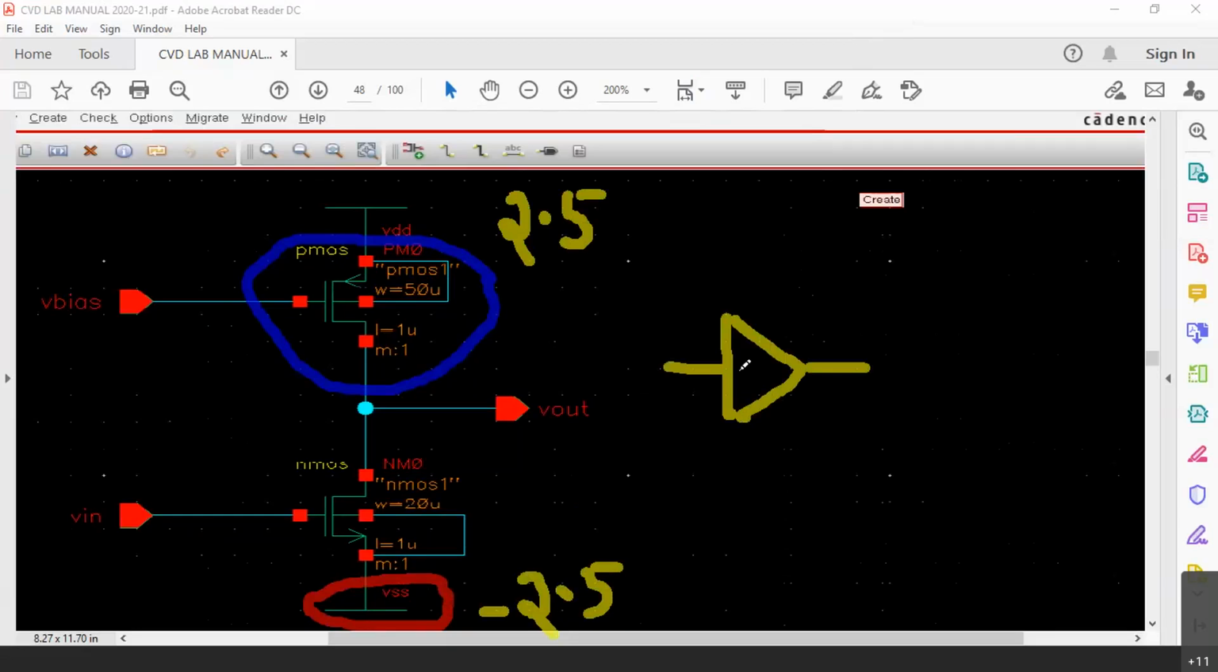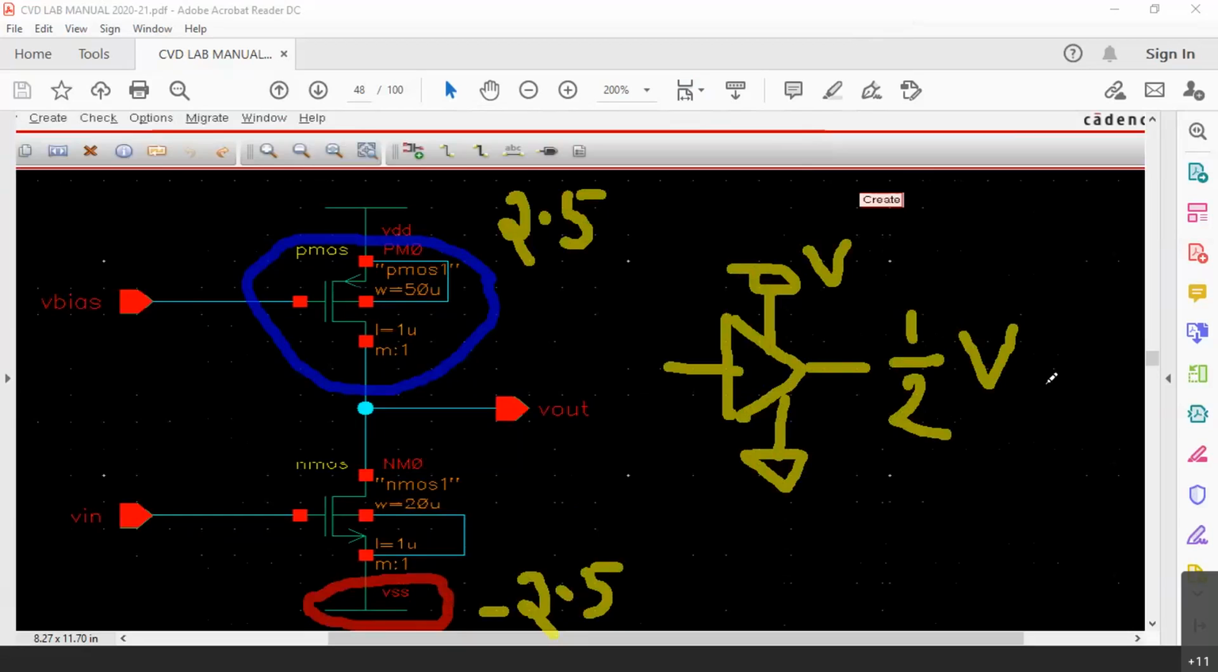Let us say you are using a single supply amplifier. Now the output of the amplifier should be half of supply voltage. If this is V, this has to be kept at half of V. Why? Because the amplifier should be at the middle of the load line, right? If the load line's one end is at 0 volts, the other end is at supply voltage, the amplifier should be operating at the quiescent region. In the case of BJT, it is called the active region. In the case of MOSFET, it is called the saturation region.